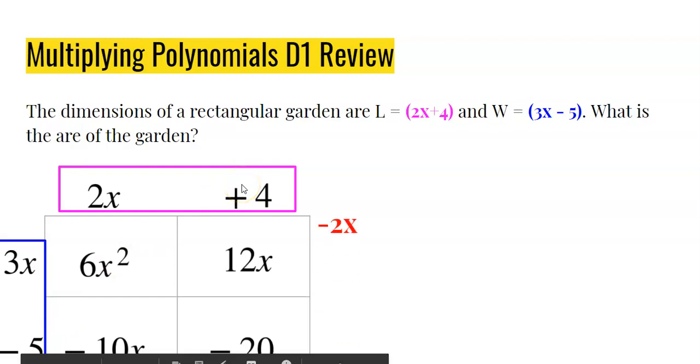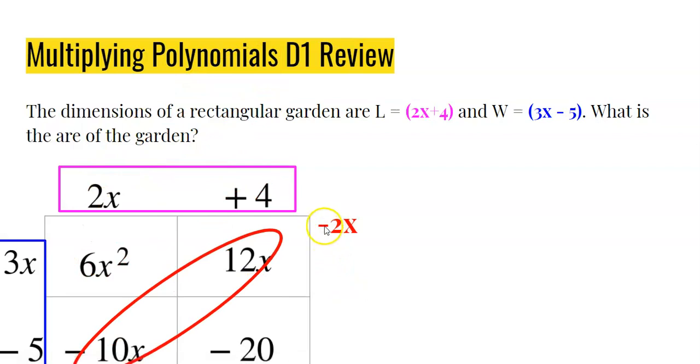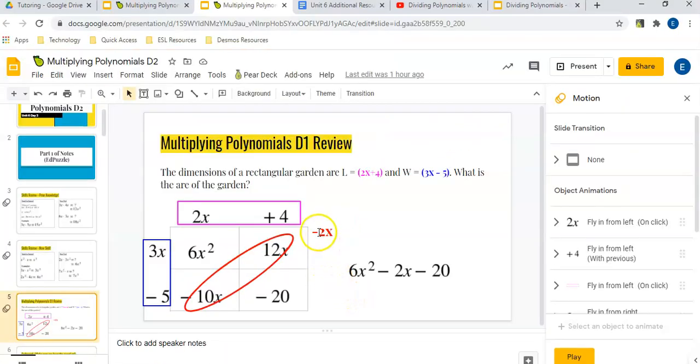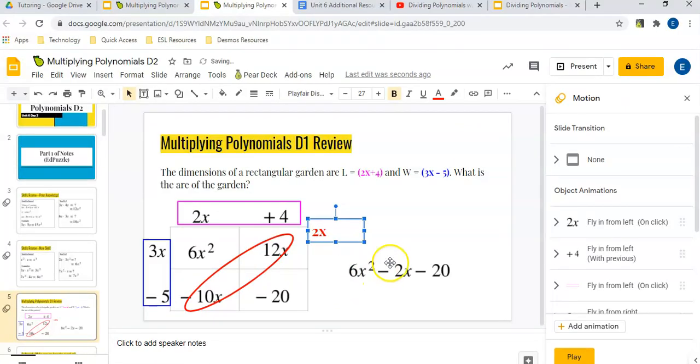Now my next step is to combine like terms. Once you've filled in your box, you can combine like terms. When we're combining like terms, we're no longer multiplying, we're adding or subtracting. So we're going to do 12x minus 10x, which would be, my bad, this should be positive 12x. So let me fix that really quick. Positive 2x.